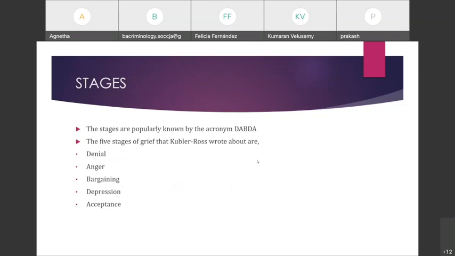And at certain instances it can also be clubbed with the adjustment process, how people adjust to situations. So even though she spoke about it in relation to grief, it is also spoken about when it comes to an adjustment process. These stages are popularly known as DABDA, which is denial, anger, bargaining, depression, acceptance. DABDA, the first letters of all the words. So she said that these are the main five stages of grief: denial, anger, bargaining, depression, and acceptance.